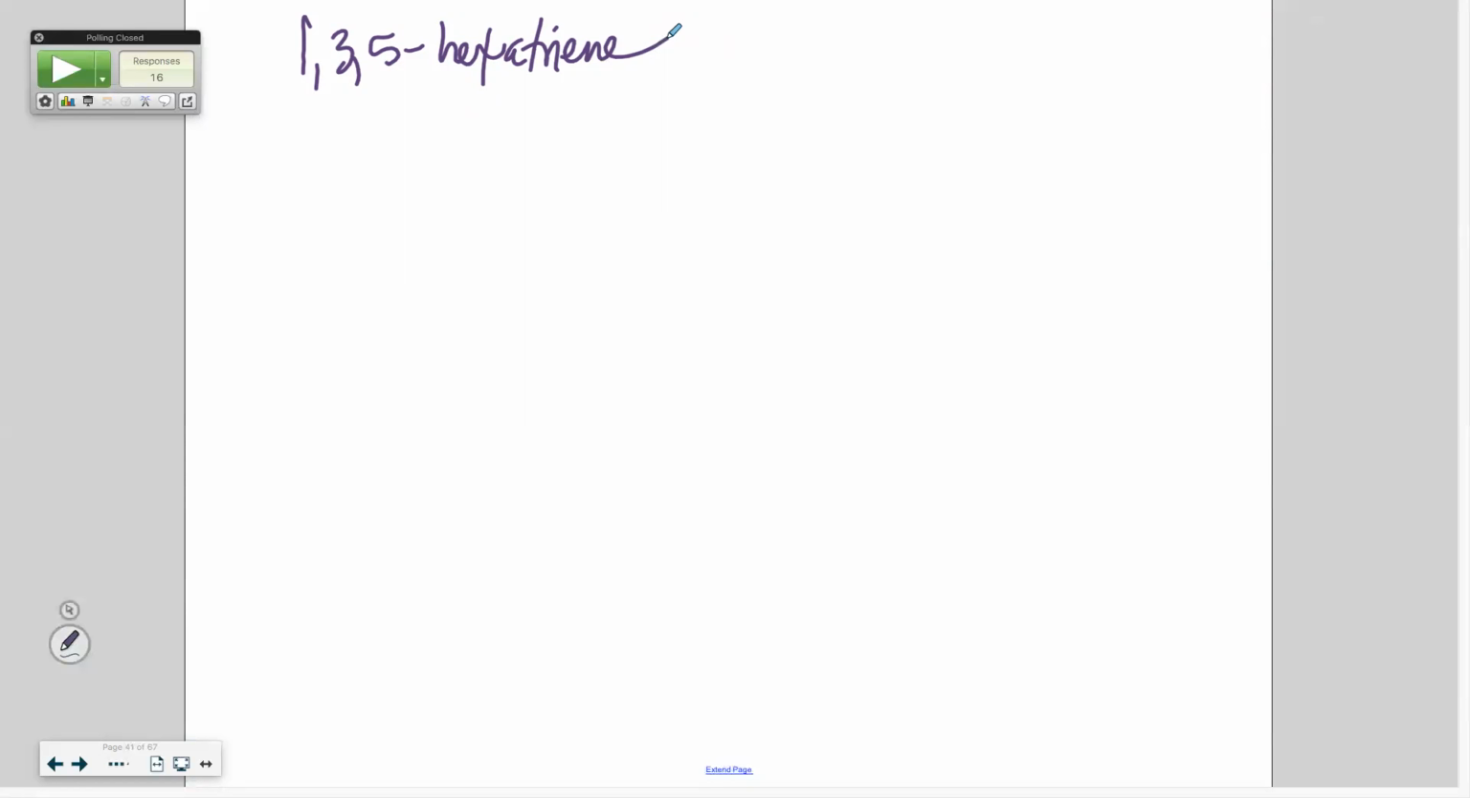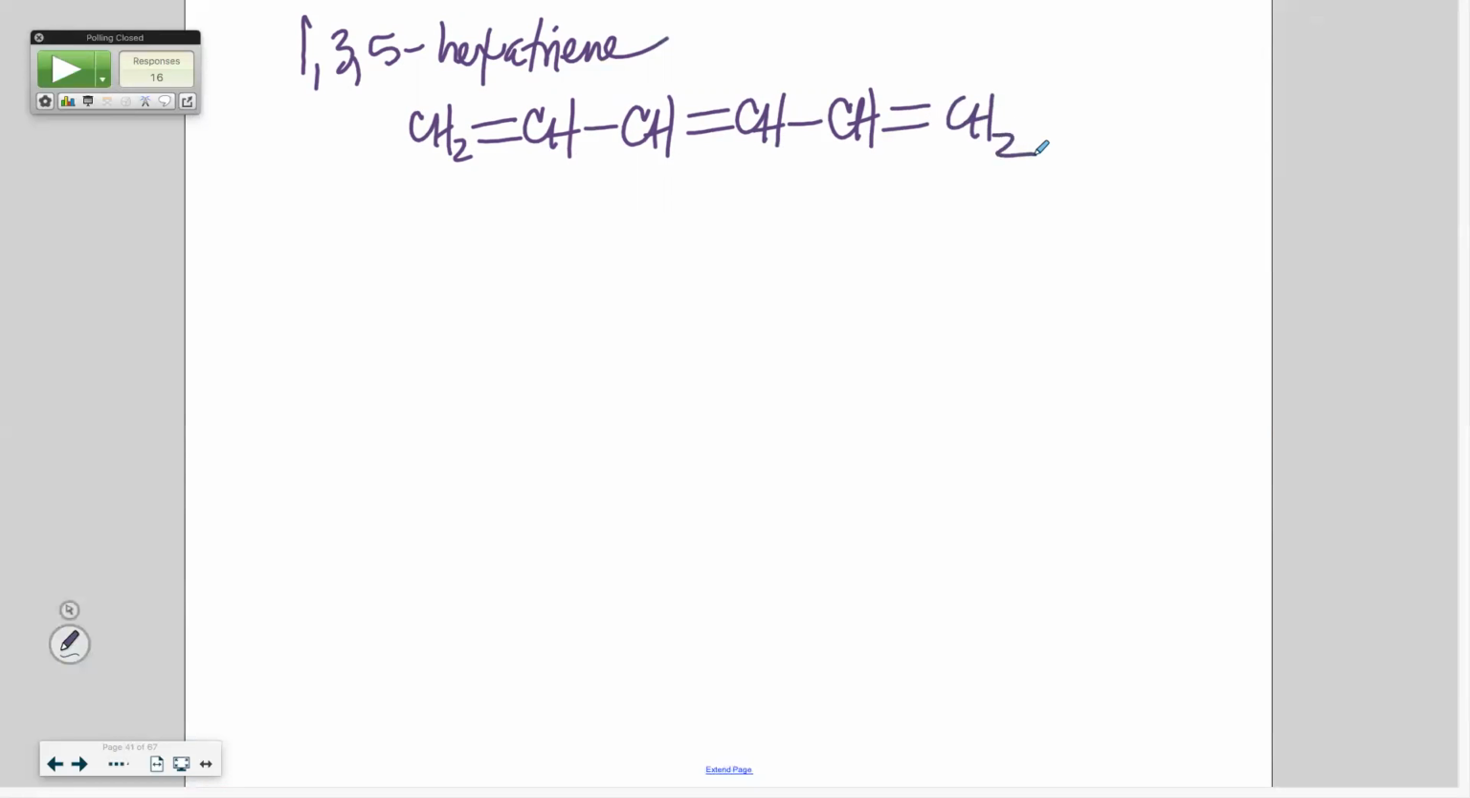So where should you start? What do you think would be a good way to start? Just draw the compound. Okay. 1, 2, 3, 4, 5, and there's your 6. So it really helps to draw it out so you can see what you do.